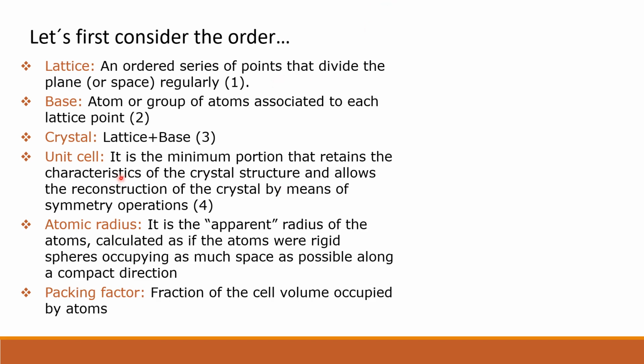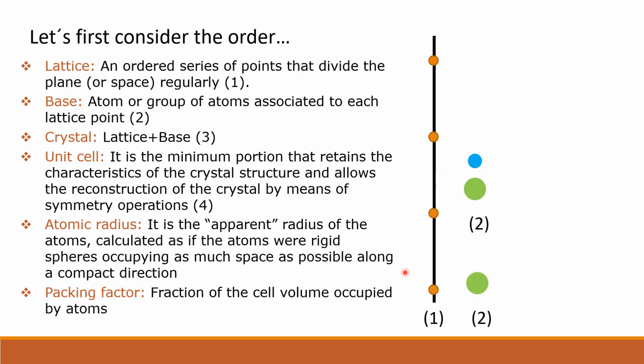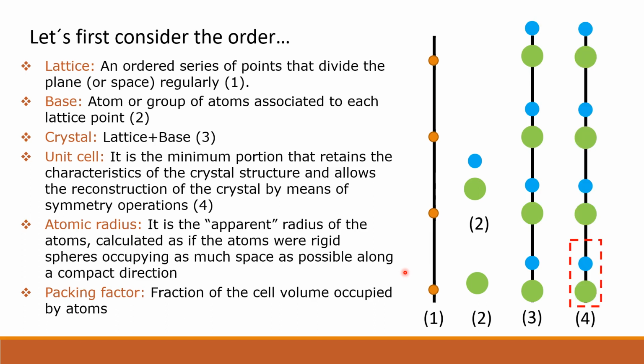Unit cell is the minimum portion of this unit I told you before, that retains all the characteristics of the crystal and allows the full reconstruction of the crystal by means of a series of symmetry operations. So here we have the lattice, here we have the base, that's the crystal, lattice plus base. And then we have the unit cell, that is this minimum region that lets us reproduce the full crystal.